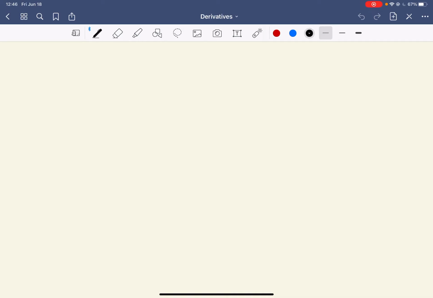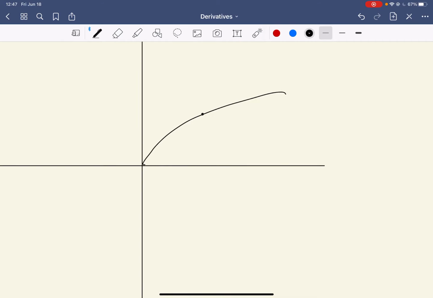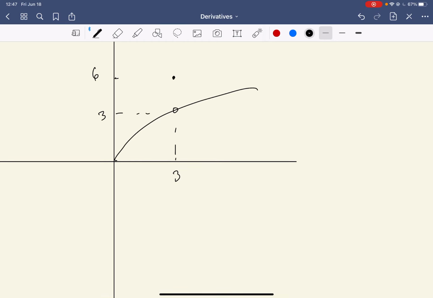So the first idea in calculus that we encounter would be limits. If we have a function over here and we want the limit of it, for example, if there is a limit at a defined value, in most cases that will be the defined value. But let's say it looks like this, and this is the coordinate (3, 3), and this is the coordinate 6. Then the limit as x approaches 3 of this function f of x would still be 3.